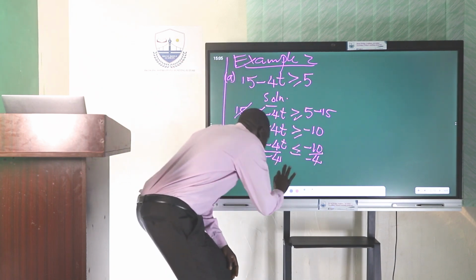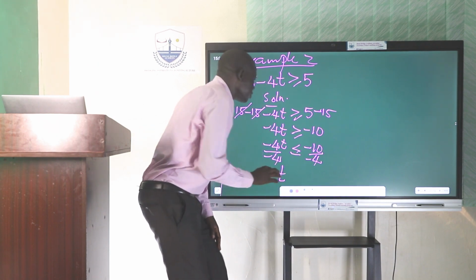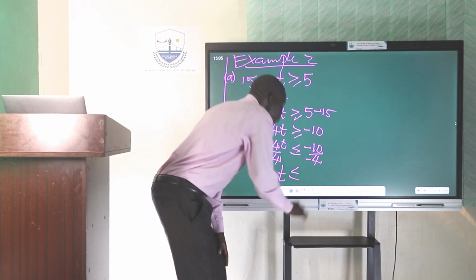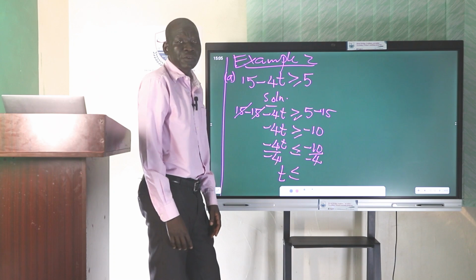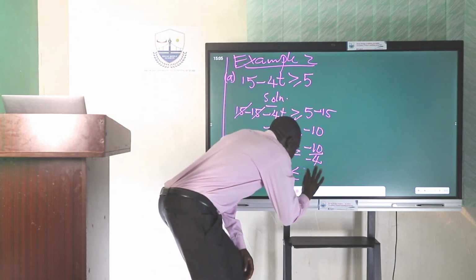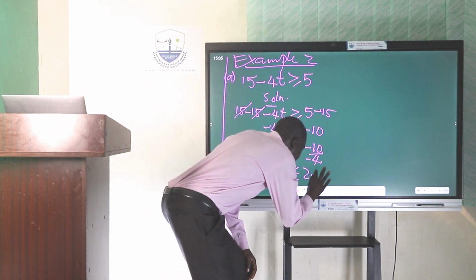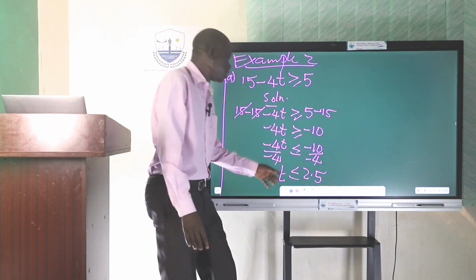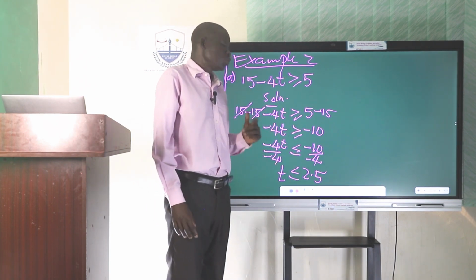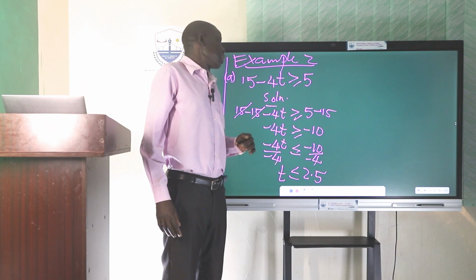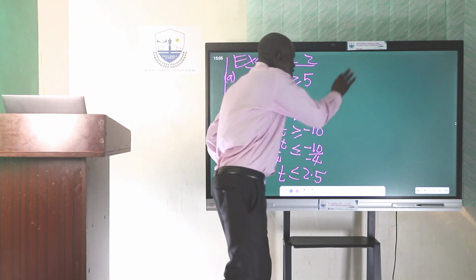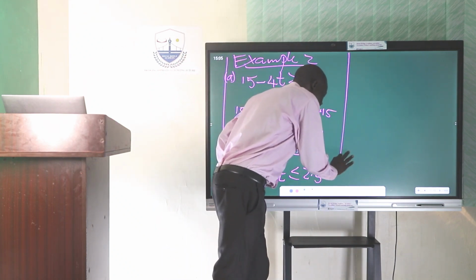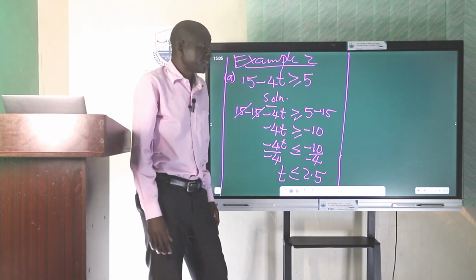When I divide this, we shall be left with t is less or equal to 10 divided by 4, we get 2.5. So t is less or equal to 2.5. According to the instruction, after getting the solution, we have to represent it on a number line.